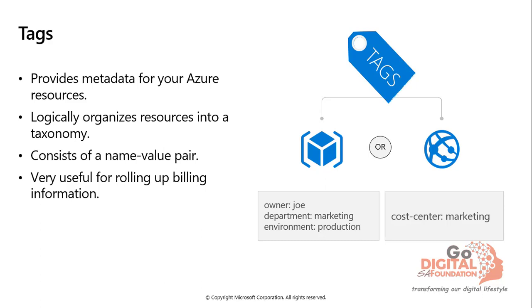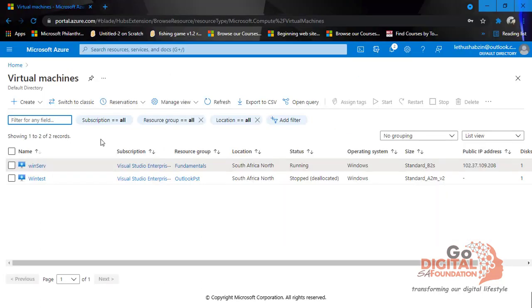When they say name and value pair, it's just like how they put it right here. The department is marketing, the environment is production, and the owner can be Joe, Tabo, DK, or Toby. And then it is very useful for rolling up billing information. That is what tagging is. You could have seen it though. You just maybe go back there.